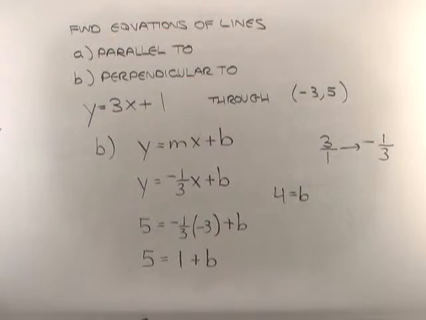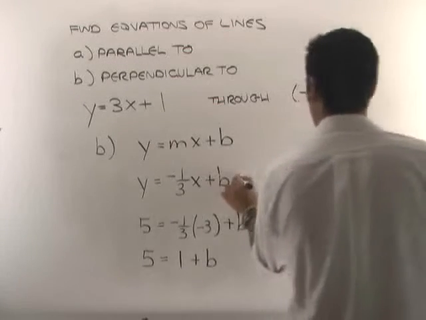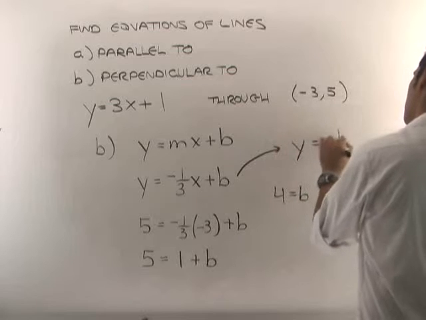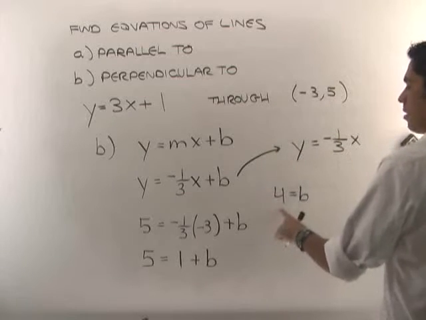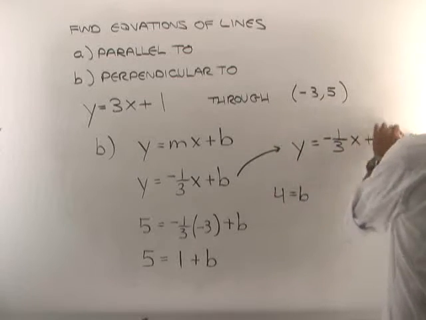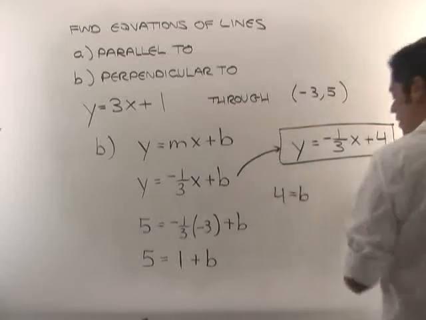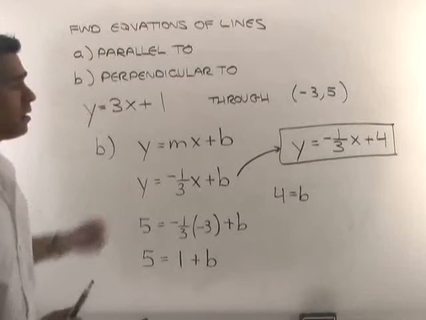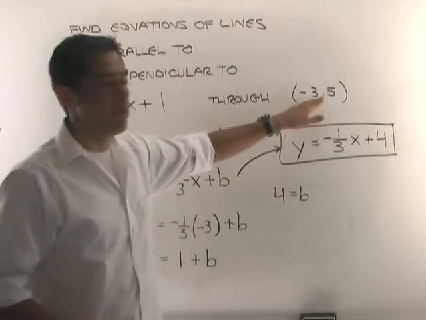Okay, now that we have 4 is equal to b, we can go back to the equation here. We know that y equals -1/3 x plus our y-intercept, which was 4. And that's it. We've found the equations of the lines that were both parallel and perpendicular to this line, and they both went through that point.